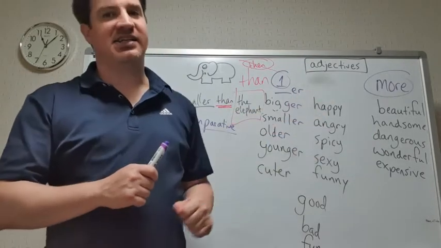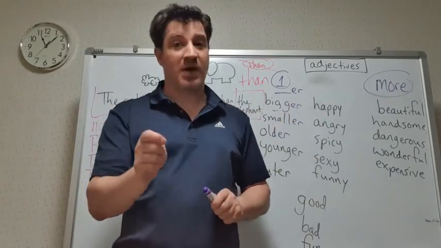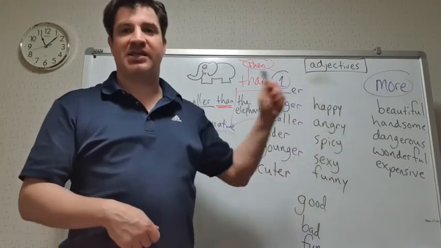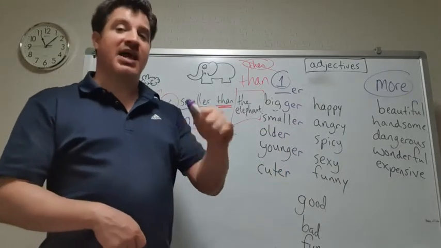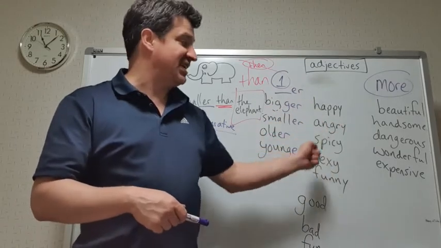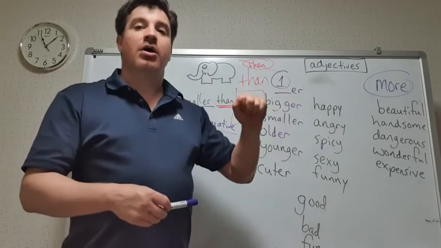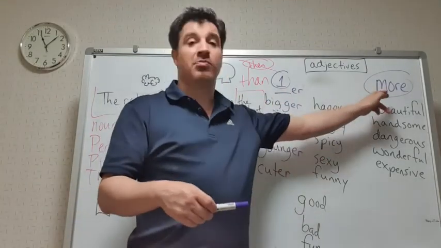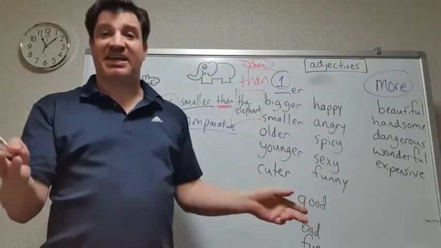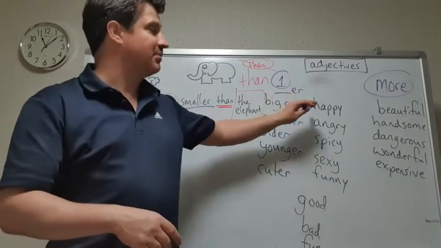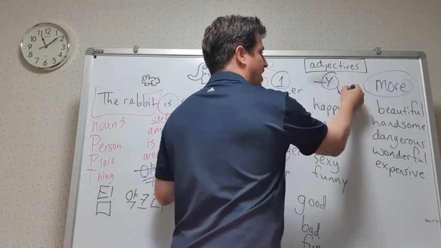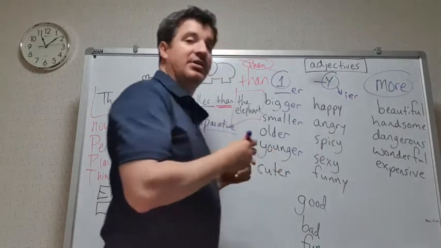Except it is not that easy, of course, because English is crazy. Words that end with Y break these rules. Okay? Any word that ends with Y is going to be a two-syllable word. Happy, angry, spicy, sexy, funny. Okay? Words that end with Y, you would assume go with more. More happy, because it's a two-syllable word. But they do not. If a word ends with Y, what you need to do is change the Y to an I. Then you add ER.